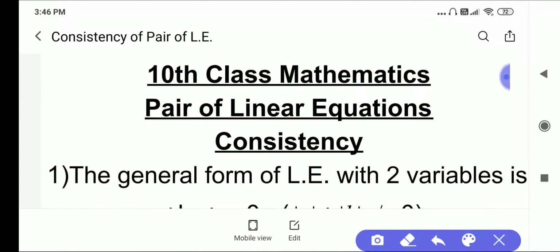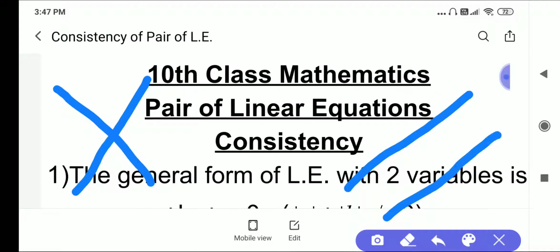Now the question is, how do two lines exist on a plane? Did you understand the question? Two lines are there. They are on a plane. In how many cases do they exist? First case, they are intersecting lines. Second, they are parallel lines. And third one, they are coincident lines. That means the second line falls on the first line. That is coincident lines.